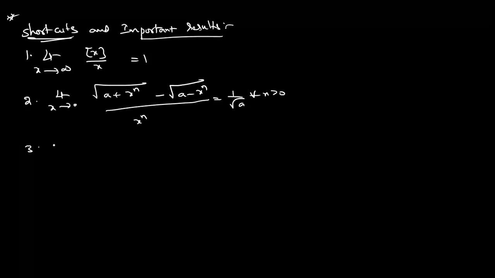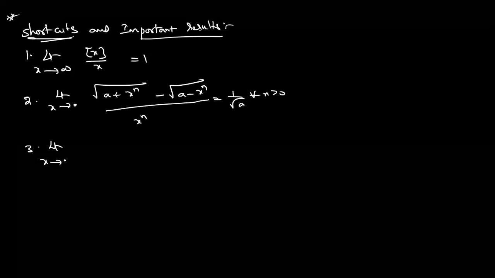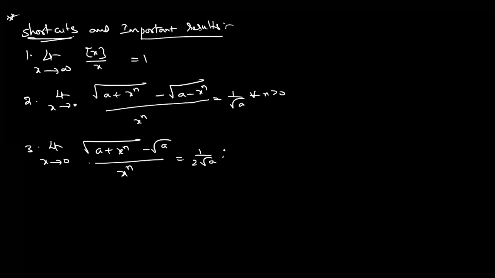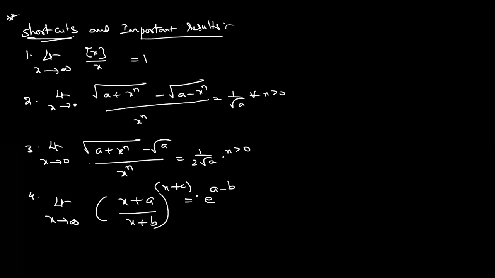3. Limit x tends to 0 of (root of (a + x^n) minus root a)/x^n. The answer is 1 by 2 root a. Here also n greater than 0. Formulas: limit x tends to infinity of ((x + a)/(x + b)) power (x + c), suppose. What is the answer? E power (a minus b).